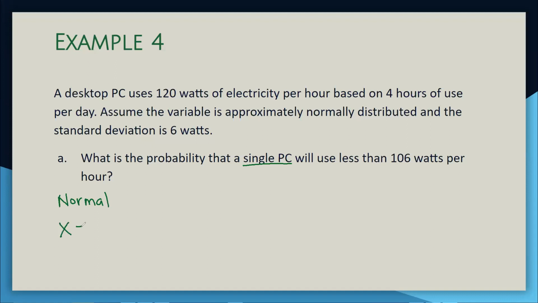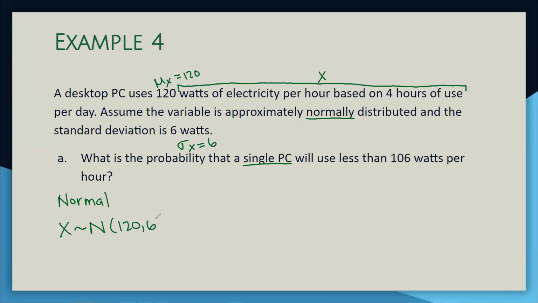So we're going to go through this problem and pick out our information. So desktop PC uses 120 watts per hour based on 4 hours of use. So they're giving us the population average, and our random variable is watts of electricity per hour based on 4 hours of use. They do tell us to assume the variable is approximately normally distributed and that standard deviation sigma x is 6 watts. So we know that random variable x is normal with a mean of 120 and a standard deviation of 6. And they ask us what is the probability that a single PC will use less than 106 watts per hour.